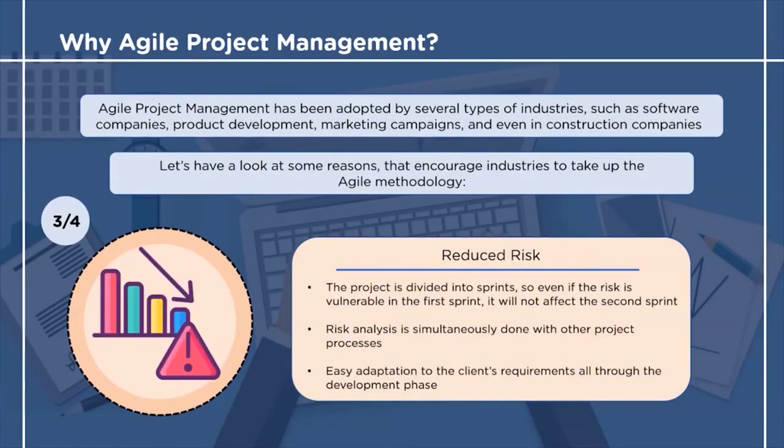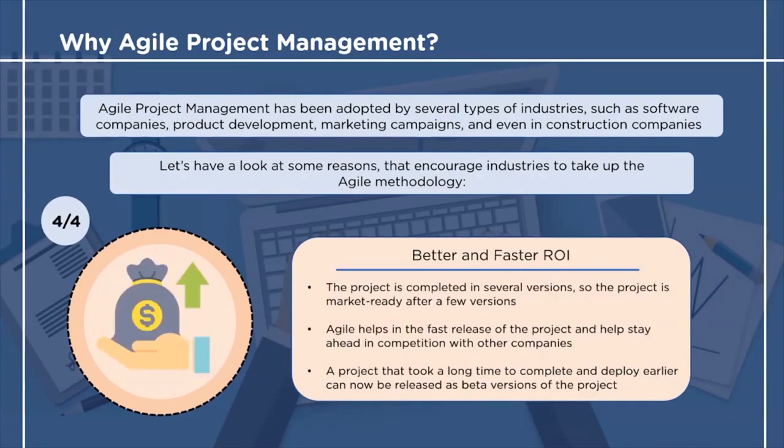Third reason is reduced risk. Since the project is divided into sprints, if the risk affects one sprint, it doesn't mean the whole of the project will be at risk. The process of risk analysis continues to take place with all the other processes. Another significant reason for Agile project management is better and faster return on investment. The project is now developed in several sprints and each sprint has its own version. Therefore, the project becomes market ready after a few sprints only. Since the projects can now be released with ease and in shorter duration, this helps the organization to stay ahead in competition with respect to other organizations which have still not moved to Agile methodology.